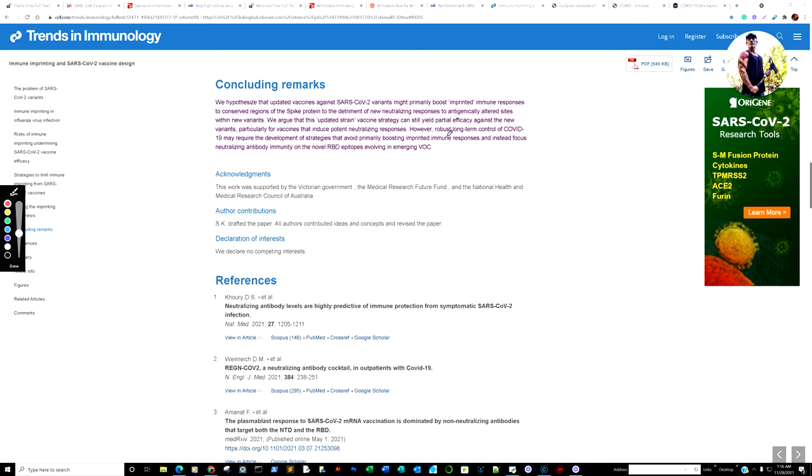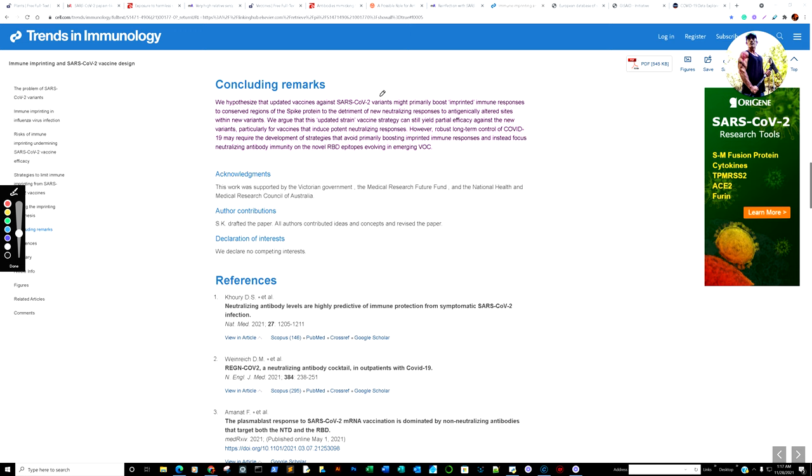However, robust long-term control of COVID-19 may require development of strategies that avoid primarily boosting imprinted immune responses and instead focus on neutralizing antibody immunity over the novel RBD epitopes evolving in the emergence of variants of concern. Again, receptor binding domain, it's been brought up quite a bit. Not the spike proteins, but man, we're going for broke on the same inoculations over and over again with the same thing, while a lot of other immunologists and researchers are saying, hey, change your focus. That's what they're trying to imply.